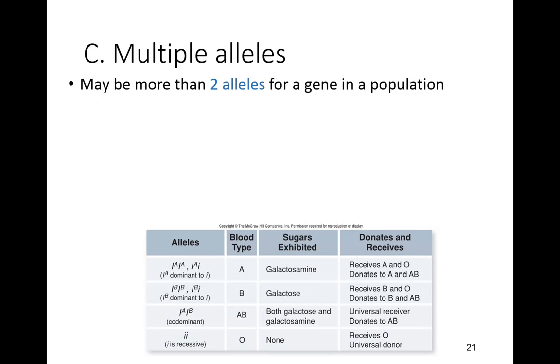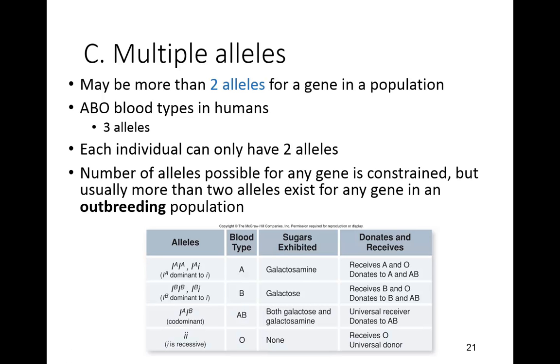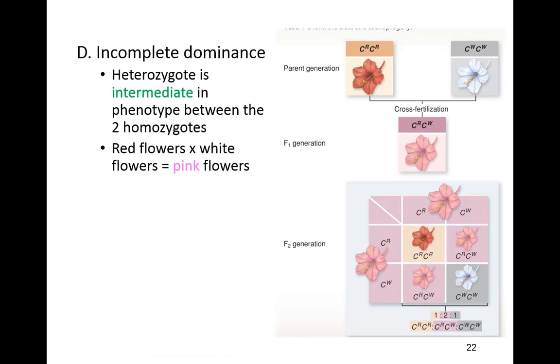Some traits can be controlled by more than 2 alleles. For example, blood types in humans have 3 alleles, and that's what this is down here. The actual allele expression is a little complicated, but basically you have more than 2 alleles showing the expression of blood type. So the number of alleles for any gene to express is constrained, but within a population there are more than 2 being expressed.